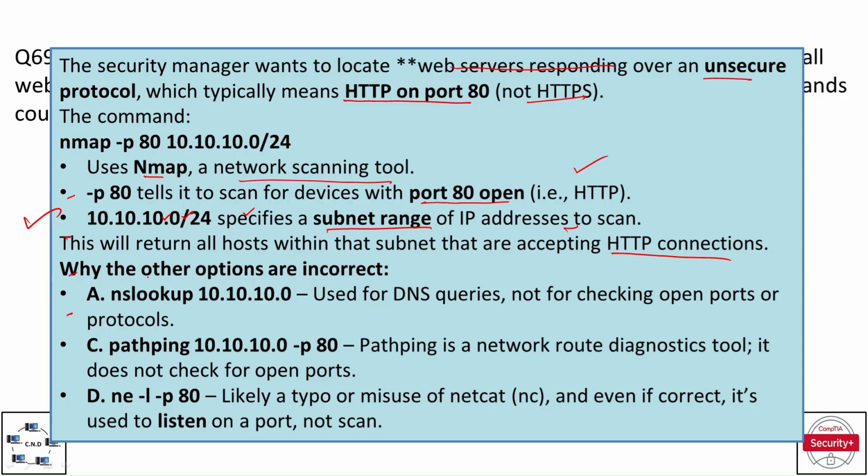So why are the other options incorrect? Option A, nslookup 10.10.10.0, is used for DNS queries, not for checking open ports or protocols. Option C, pathping 10.10.10.0 -p80. So pathping is a network route diagnostic tool. It does not check for open ports. And option D, nc -l -p80, is likely a typo or misuse of netcat, and even if correct, it's used to listen on a port, not scan.